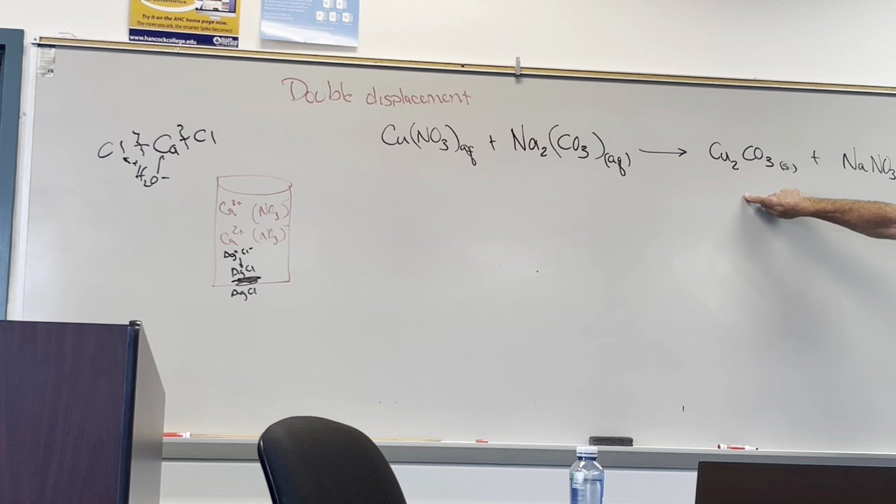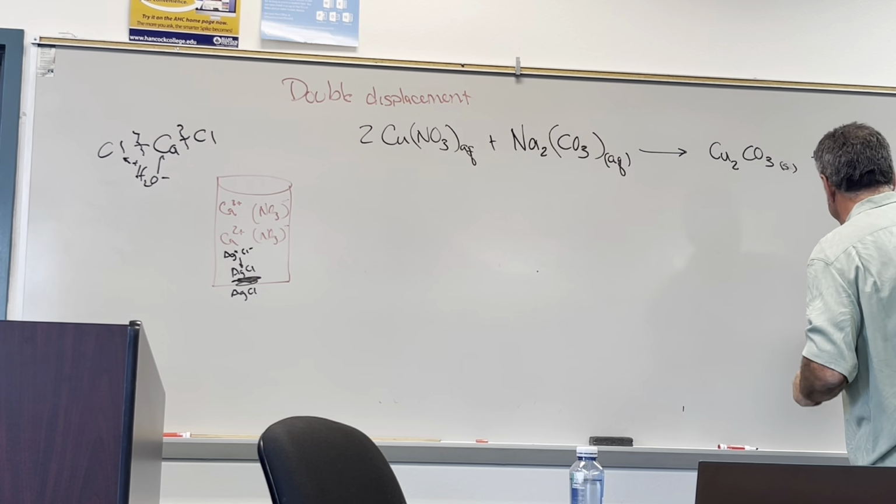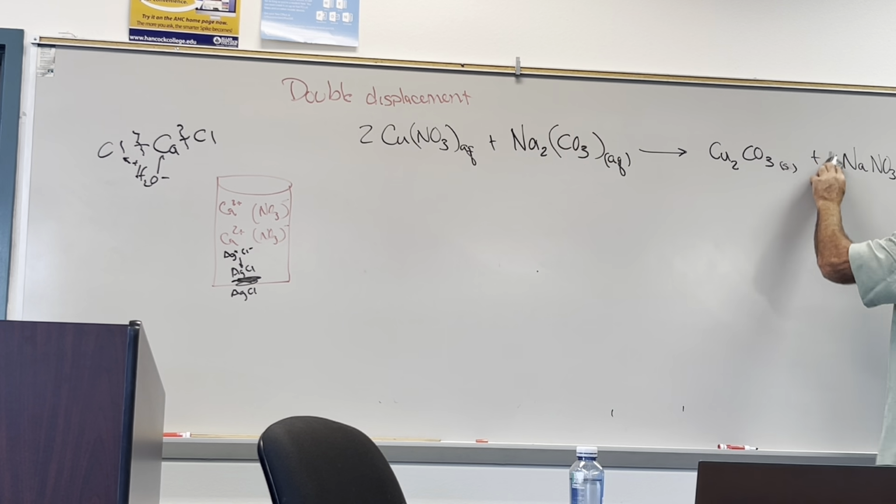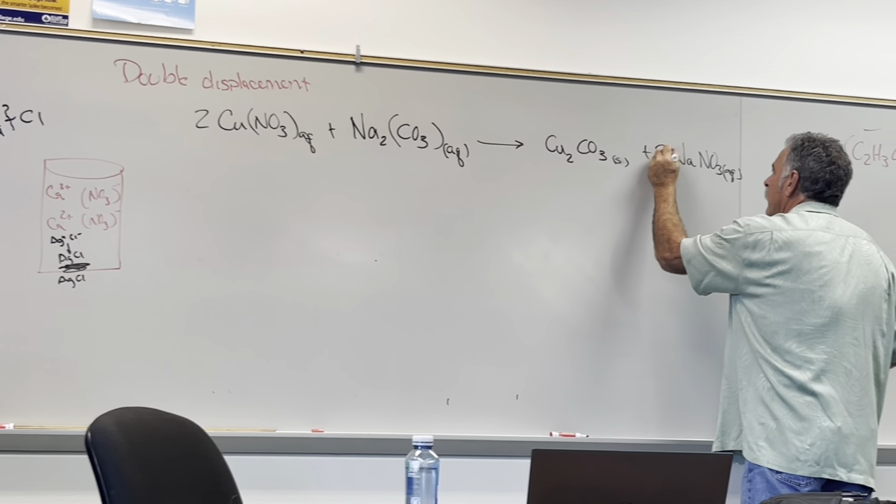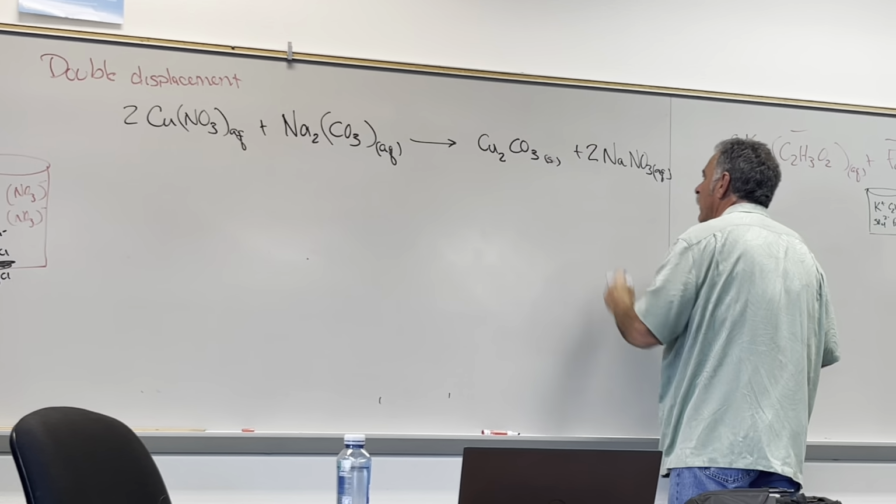We need 2 here. We have 2 there, so we're going to put a 2 here, and now somebody needs to teach this guy how to write 2s, I'm telling you. Okay, 2 there. So now we're going to do the complete ionic equation. We're going to split all these guys up into ions.